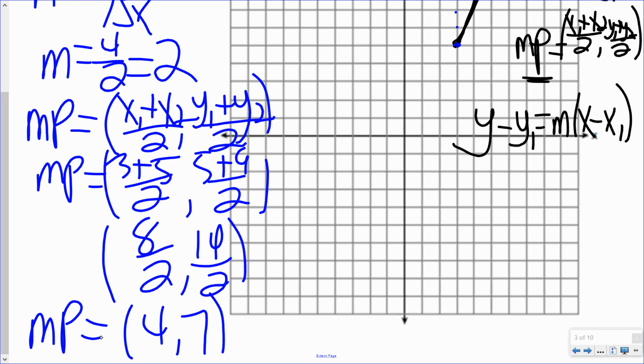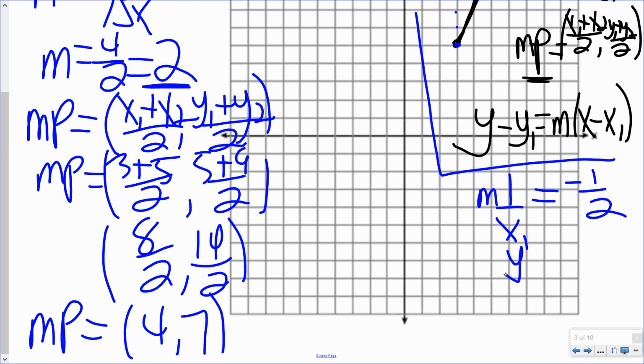So let's talk about my line now. My line is going to have a slope that's perpendicular to the original slope. So if the original slope is 2, the negative reciprocal of that is negative 1/2. And it's going to go through the midpoint of the original line segment, which is 4, 7.